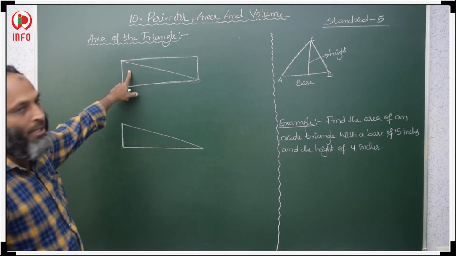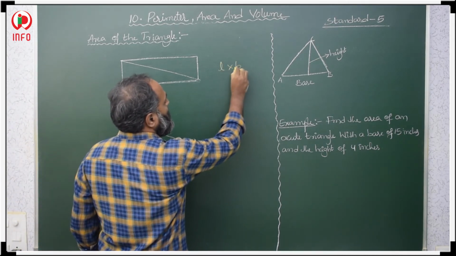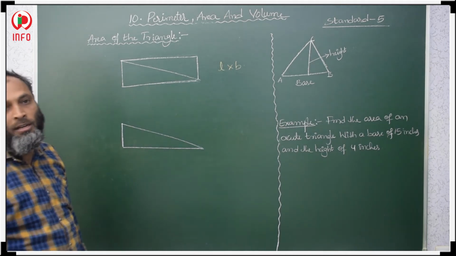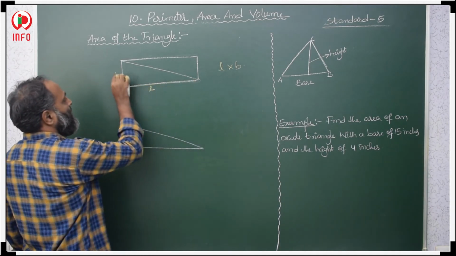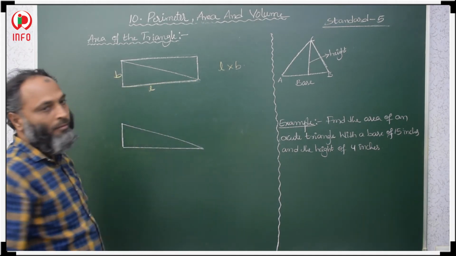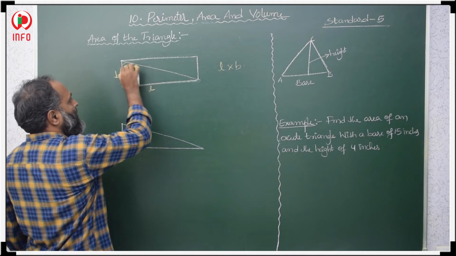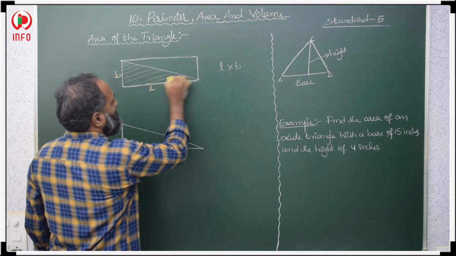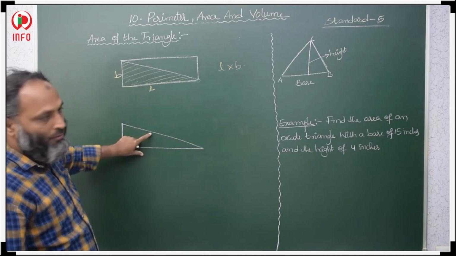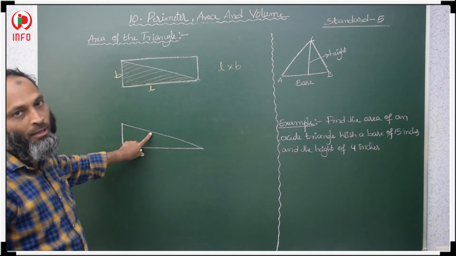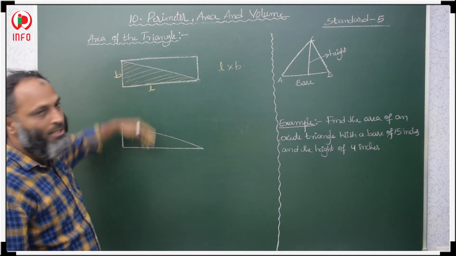First it is a rectangle. What is rectangle area? Length into breadth. This is the area of a rectangle. This is length. This is breadth. Length into breadth is area of rectangle. If you cut this rectangle into 2 equal parts, this part is here. If you take this part like this, then we make a triangle. Half of this portion is a triangle.